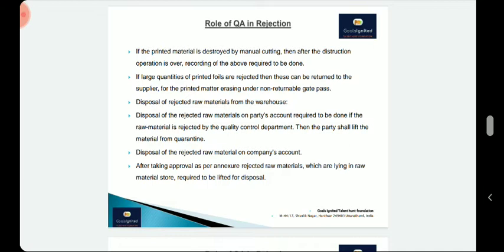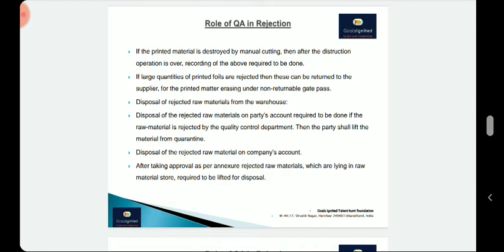And in case of the raw material, the manufacturer or the supplier may ask us to lift the material, or a purchase return may be initiated. So after taking approval, the other rejected raw materials which are lying in the material warehouse are required to be lifted for disposal. Upon receiving the approval and everything, it is required to be properly maintained.